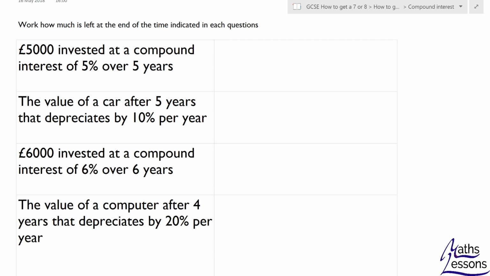Because that was a question that stumped most of the students who got a level 6. So the first question is £5,000 invested at compound interest of 5% over 5 years. How much will they have at the end of that 5 years? I'm going to give you a couple of minutes to have a go at that one.